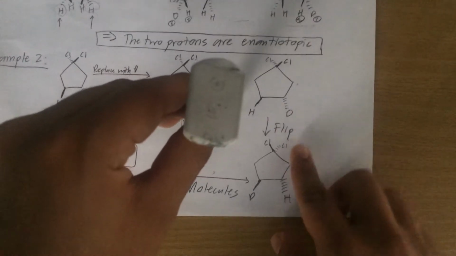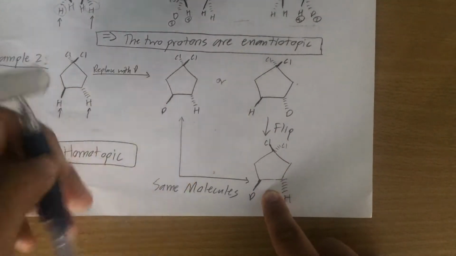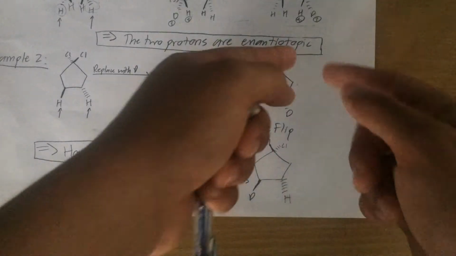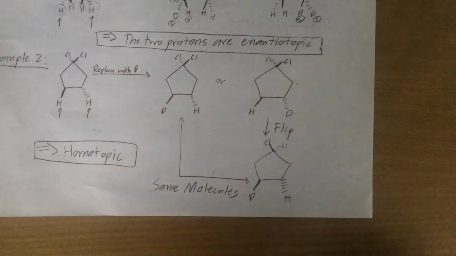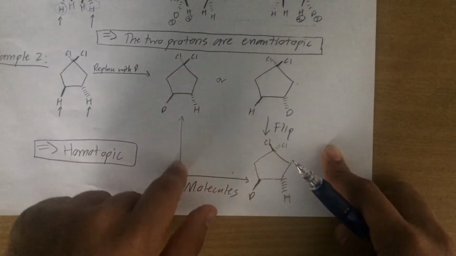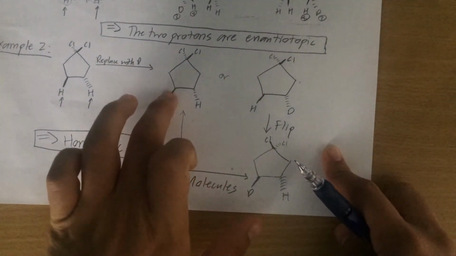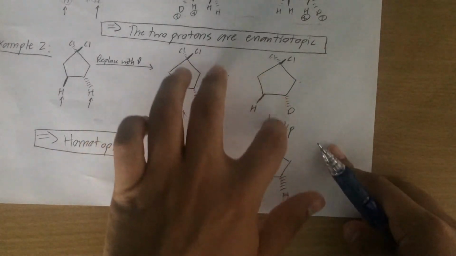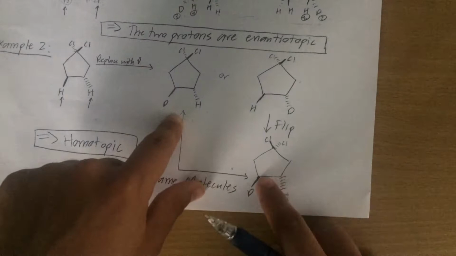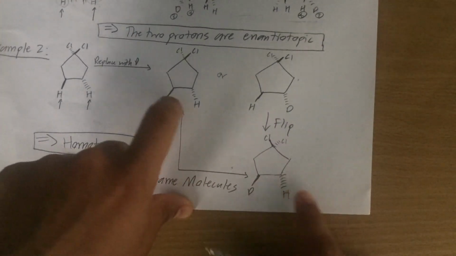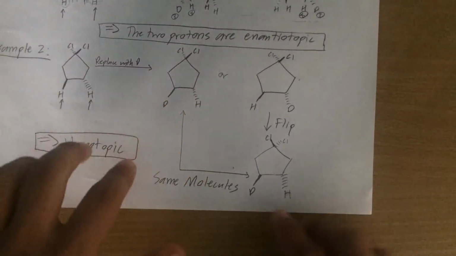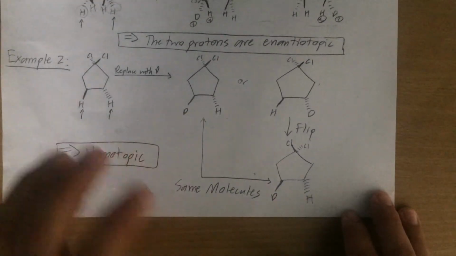And in that case, you denote it like this. So it's the black solid wedge, meaning it's sticking out of the paper, okay? And you can make a similar comparison for hydrogen as well. So as a result, these two molecules are the same molecules because you got deuterium, deuterium, hydrogen, hydrogen. You got two chlorine atoms, one sticking into the paper, one sticking out of the paper. You got both deuterium sticking out of the paper, both hydrogens sticking into the paper. They're the same molecule. So as a result, these two hydrogen atoms are homotopic.